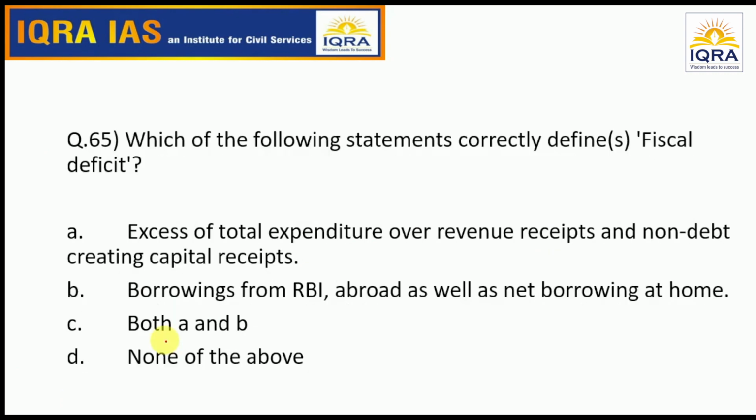Yes. Question number 65. Which of the following statements correctly defines fiscal deficit? Excess of total expenditure over revenue receipts and non-debt creating capital receipts; borrowing from RBI, abroad, as well as net borrowing at home; both A and B; none of the above. Fiscal deficit is the excess of expenditure over revenue receipts, and non-debt is there. Okay, it's C, both of them.